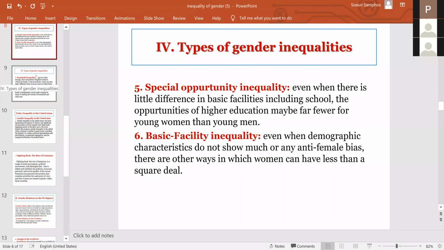Number 5, special opportunity inequality. Even when there is little difference in basic facilities, including school, the opportunity for higher education may be far fewer for young women than young men. And then I want to explain about this point.